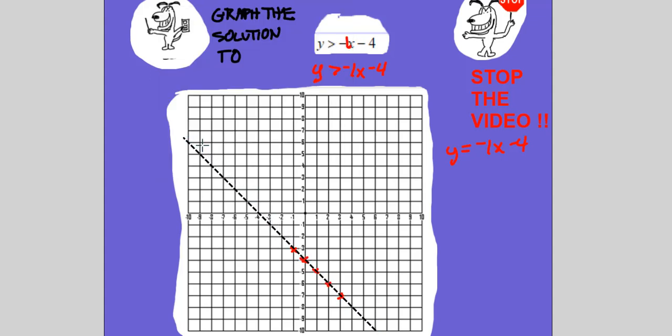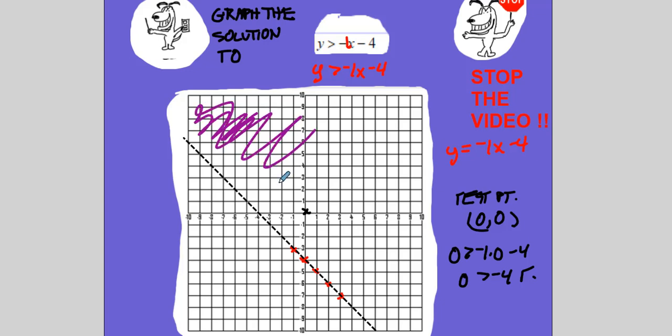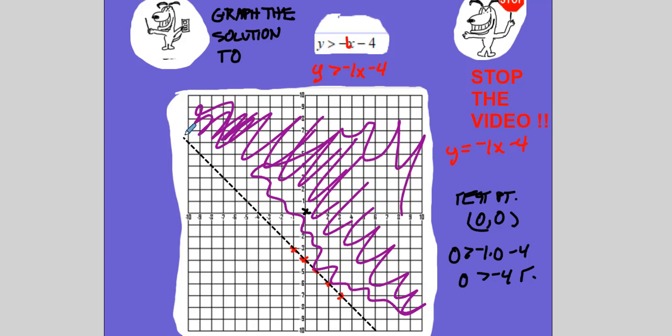Okay, there's my boundary. Now take a test point. You can use 0, 0 because it's not on the boundary. Plug that into the original problem. Y is 0, x is 0. So we get 0 greater than, that's 0 minus 4, that's -4. That is true. Therefore we shade in the upper right-sided half plane. So the solution is all these values here, not including the boundary line because the boundary line is dashed.